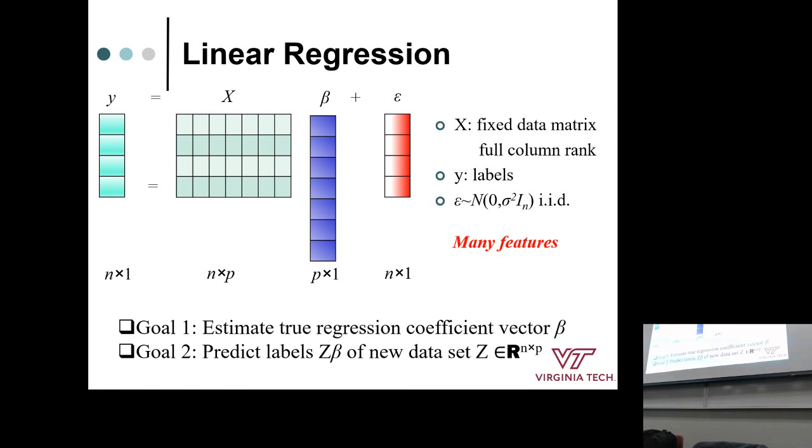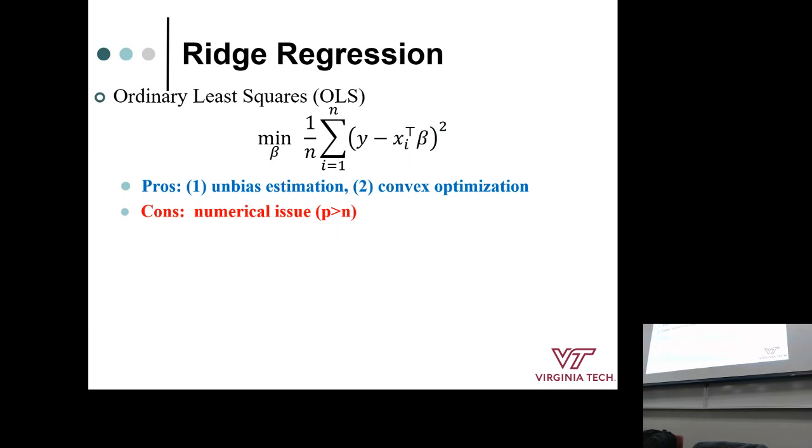So what's our goal? My colleague is a statistician, and they would like to do this kind of thing. They want to estimate the true regressors in some good way, with a very low confidence interval and also very high accuracy. And if you have new data coming in, they want to have very accurate predictions. This is just an overview.